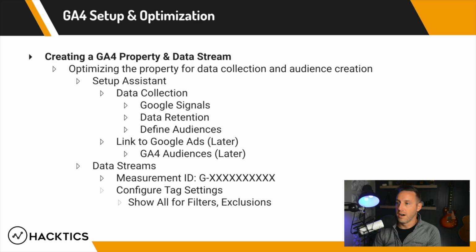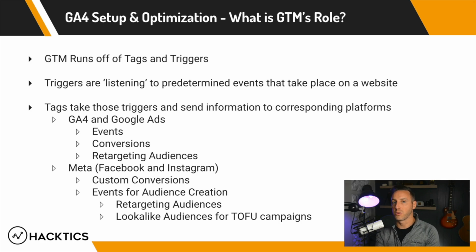So next, after that, we're going to talk about Google Tag Manager and set up that property. But I want to give you a little bit of background on this before we jump in. Google Tag Manager runs off of two things, tags and triggers. Triggers, I like to think of them as listening. They're listening to predetermined events that are going to take place on your website. Triggers could be a page view, a form submission, or a video view. In this case, we're going to use a page view URL. If they visited this page, then send an event into Google Analytics GA4.